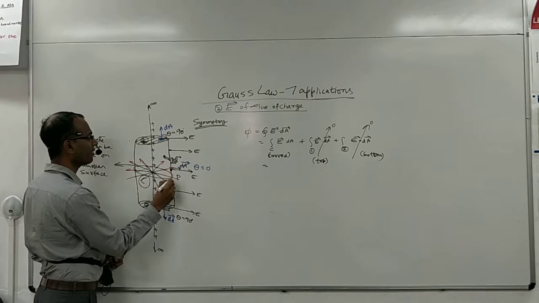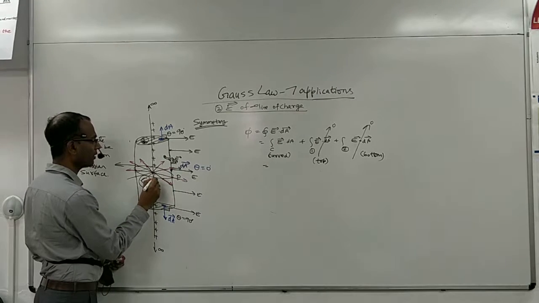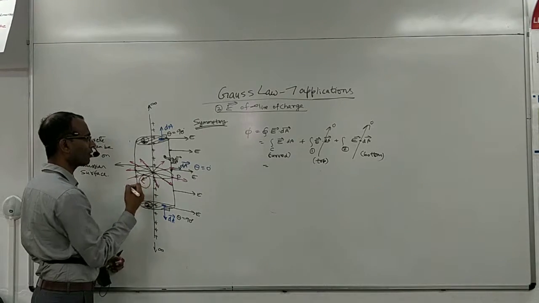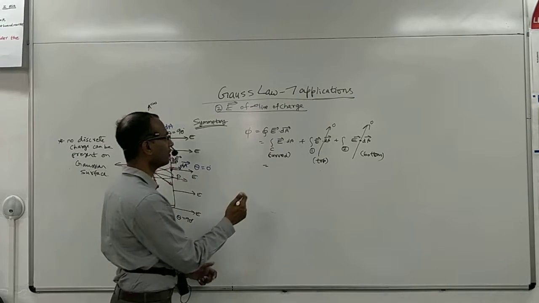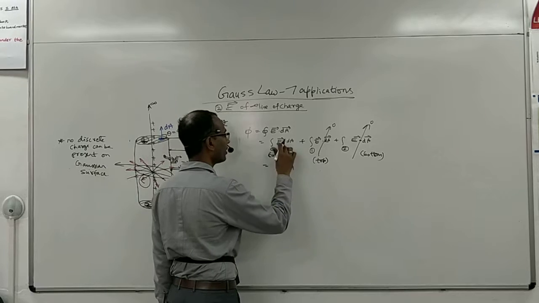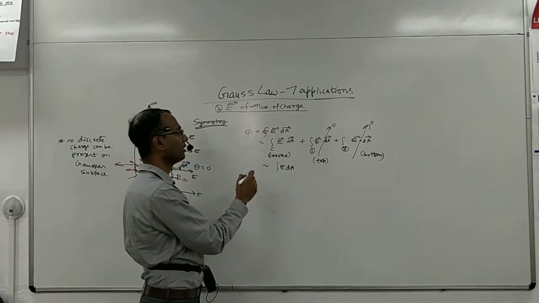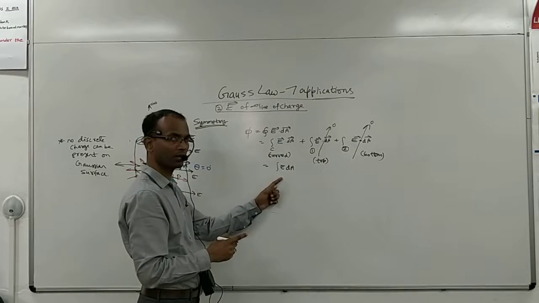So always the area vector and the electric field vector are parallel to each other. So E dot dA is always going to be EdA, because in the dot product E dA cos theta, cos theta is 1, so it becomes EdA.